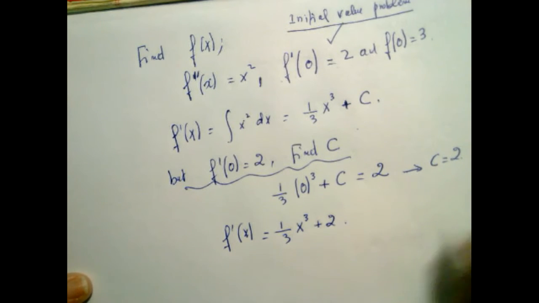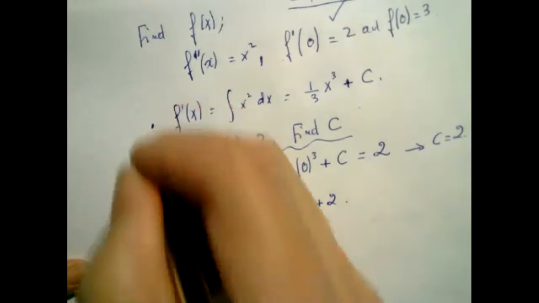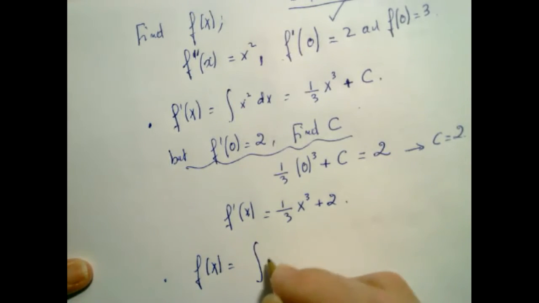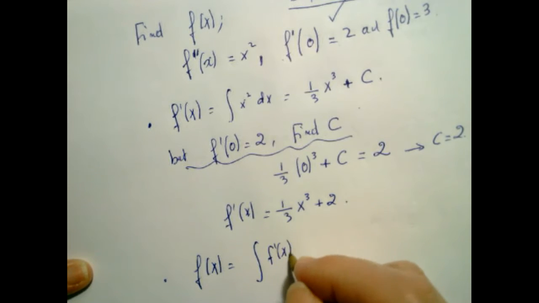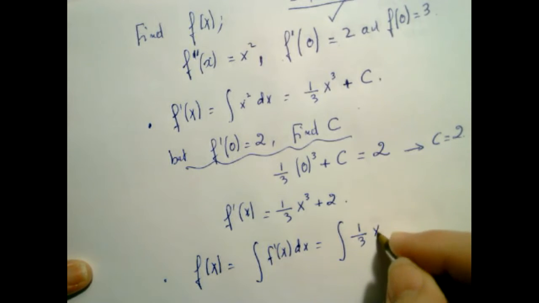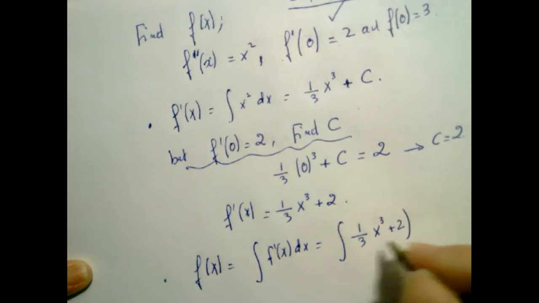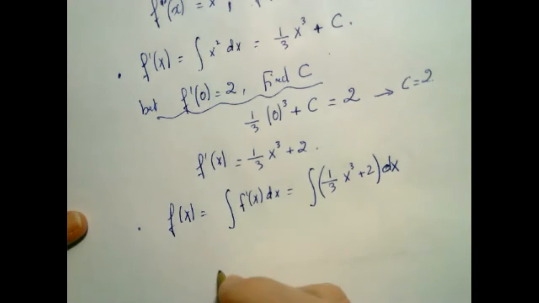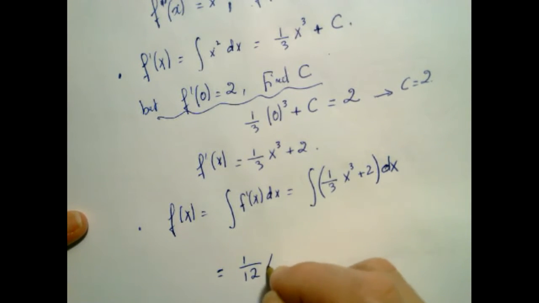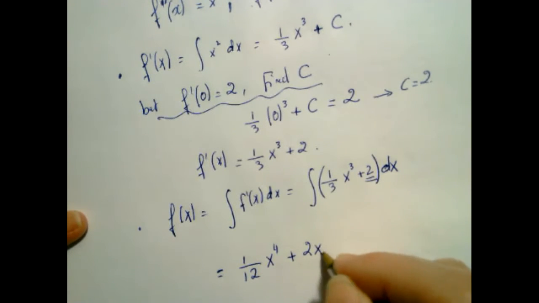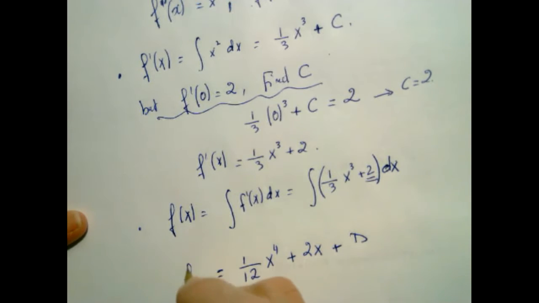Now I said, okay, I want f. My f is the antiderivative of f prime. It means the antiderivative of 1/3 x cubed plus 2 dx. Now I have to find that. So it is 1 over 12 x to the 4, because we did it a minute ago. I will go a little bit faster. Plus the antiderivative of 2, which is 2x, plus a certain constant d.